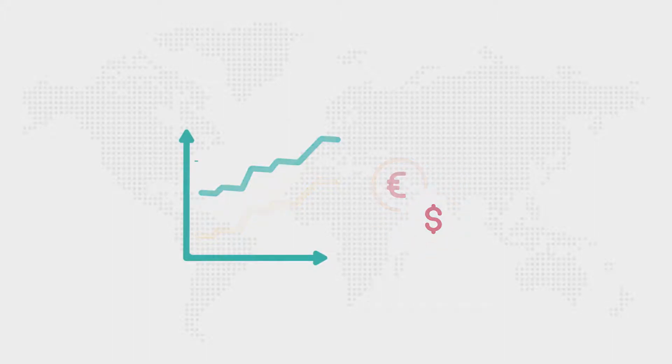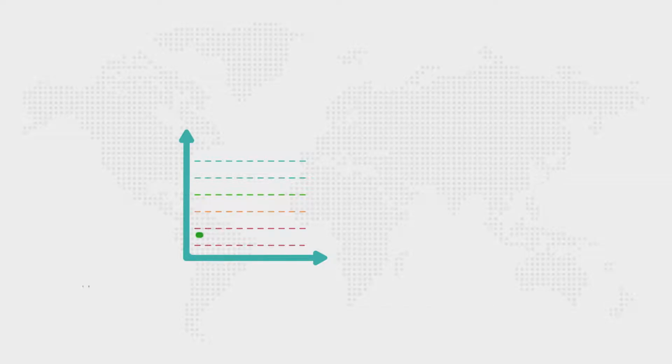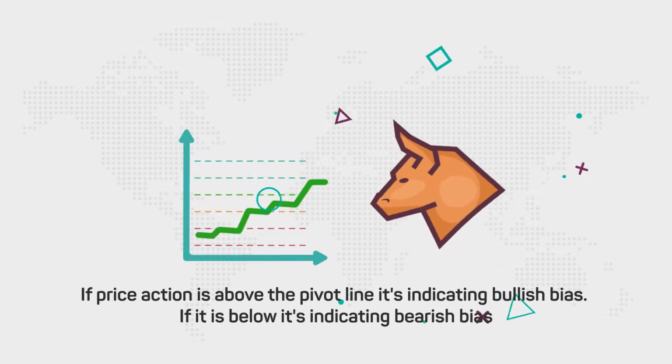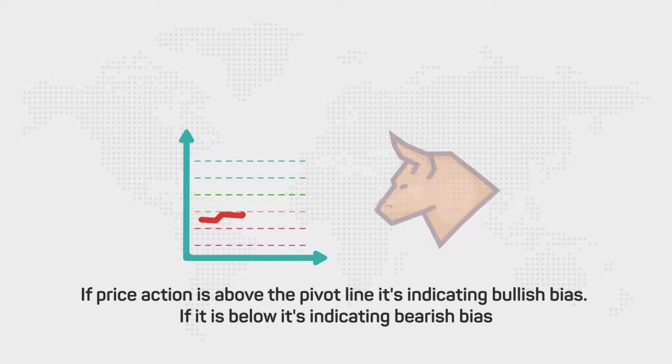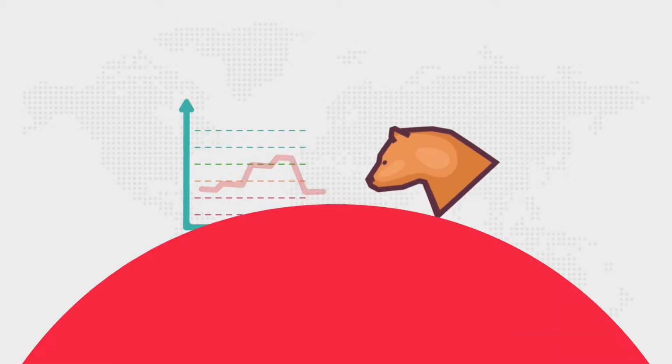Looking at pivot points, we can determine the market's bias on any given time frame. If price action is above the pivot line, it's indicating bullish bias. If it is below, it's indicating bearish bias.